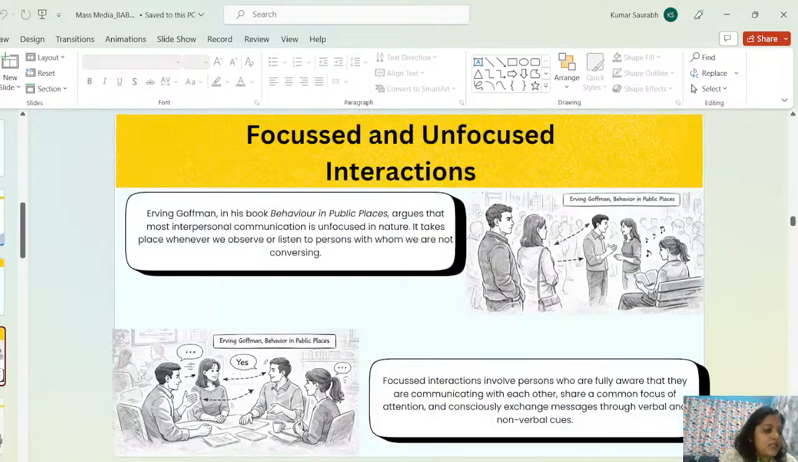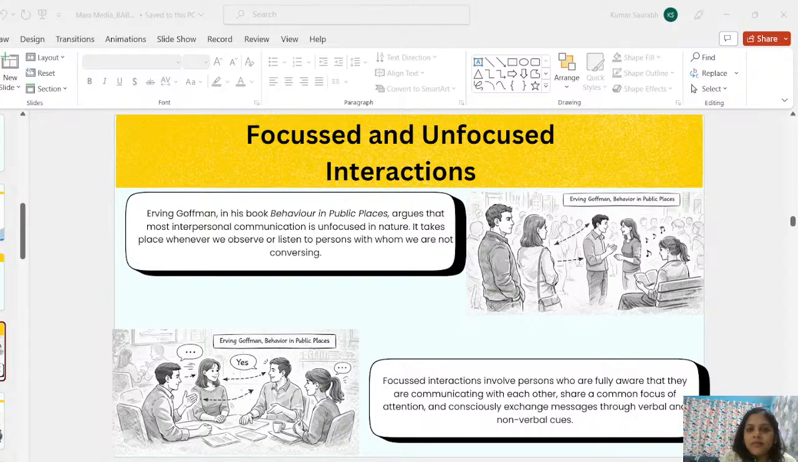The next topic is focused and unfocused interaction. This is something very important in interpersonal communication. These are all a part of interpersonal communication, and I'm not yet over with it. Interpersonal communication has two kinds of interaction. One is focused interaction and the other is unfocused interaction.